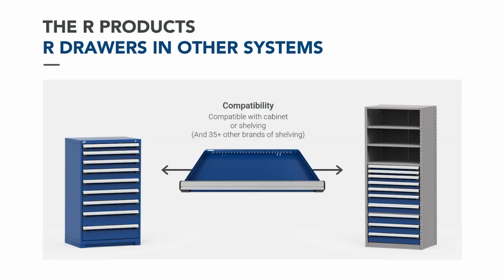It's also important to know with the drawer, because we love that drawer, is that it's also compatible inter-system. So you can take an R drawer from shelving, put it in the cabinets, and vice versa. That's an incredible, unique feature.